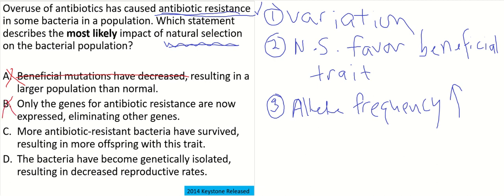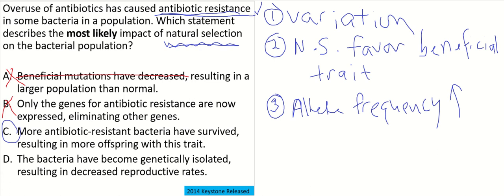That doesn't make sense. More antibiotic-resistant bacteria have survived. Yes, they survive because that's the favored trait, resulting in more offspring with this trait. That's natural selection. C's the answer.